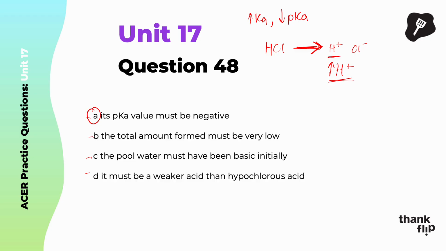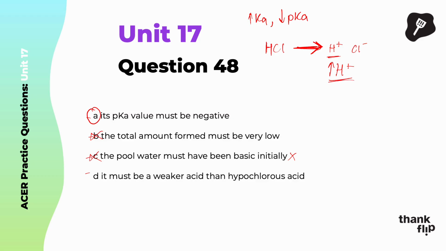Okay, so looking at the other options, we have the total amount formed must be very low. Well, that's not true because if it's ionized, then the total amount of ions formed must be very high. So this is wrong. The pool water must have been basic initially. Well, that's not necessarily true. A strong acid can dissociate in basic or neutral conditions as well. So this is not necessarily true.